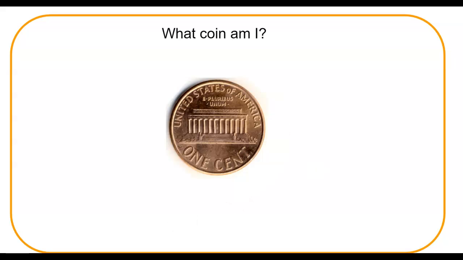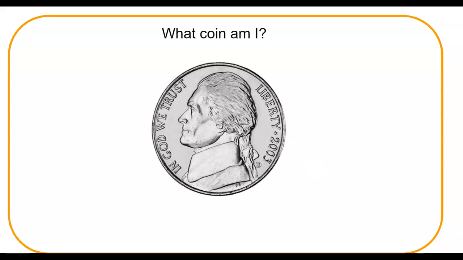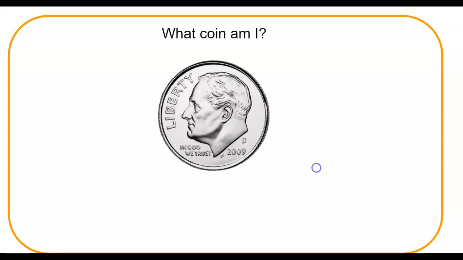Good job. What's this one? It's a penny. Next. Did you say quarter? You're right. Did you say nickel? Awesome. What's this one? It is a dime. Nice. Very good. That's all.